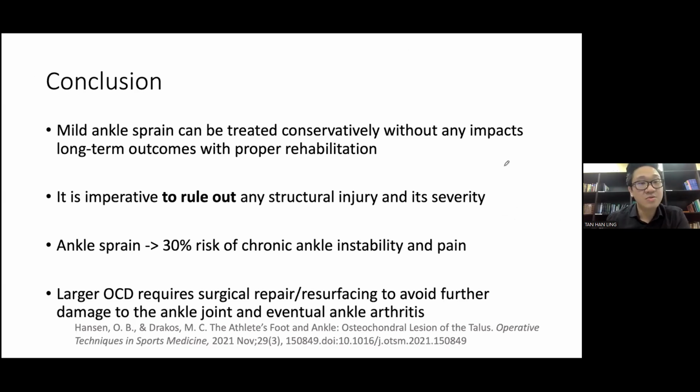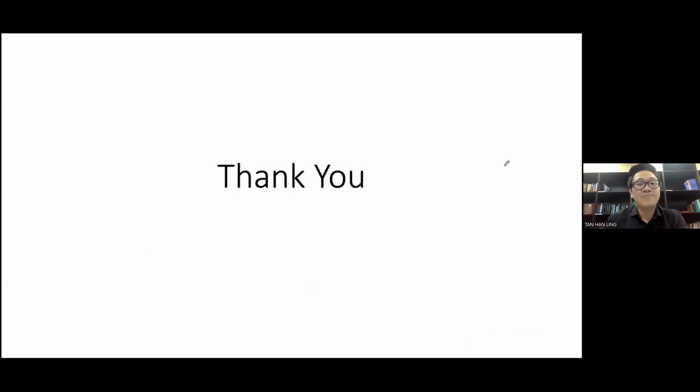So in conclusion, a mild ankle sprain can be treated conservatively without any impact on long-term outcomes with proper rehabilitation. It is imperative to rule out any structural injury and its severity. An ankle sprain has a 30% risk of going into chronic ankle instability and pain. Lastly, a large osteochondral defect or lesion requires surgical repair or resurfacing to avoid further damage to the ankle joint and eventual ankle arthritis. Thank you.